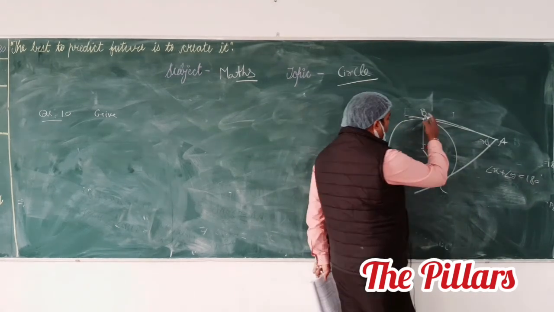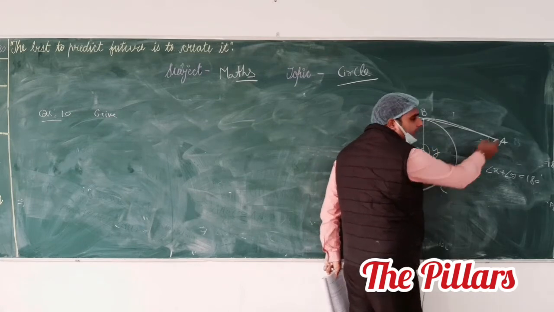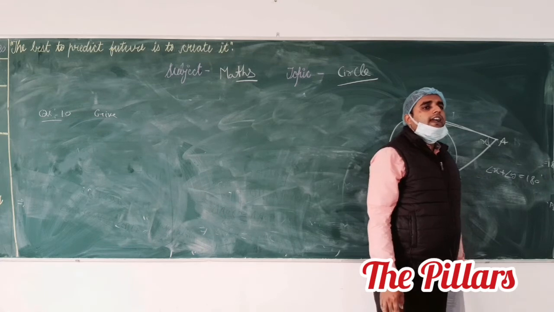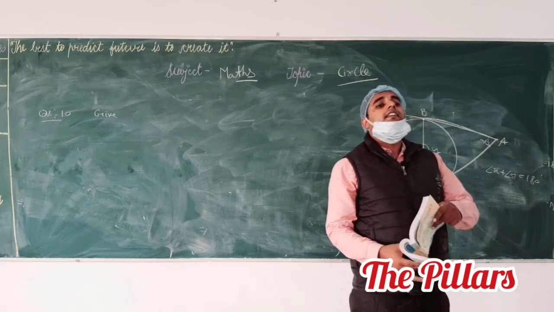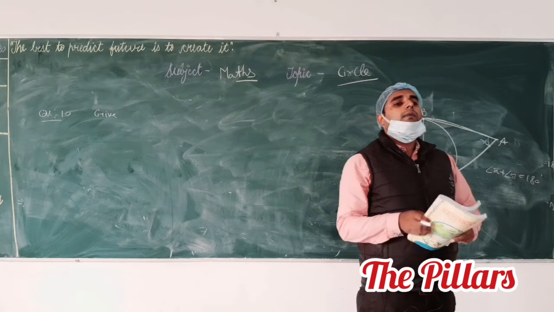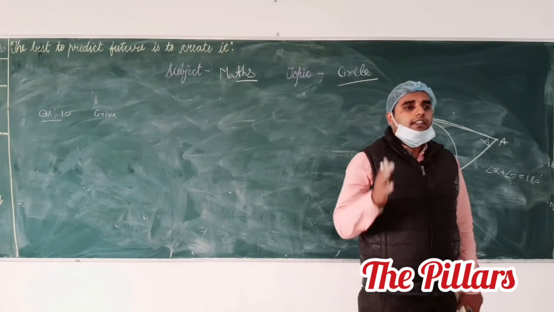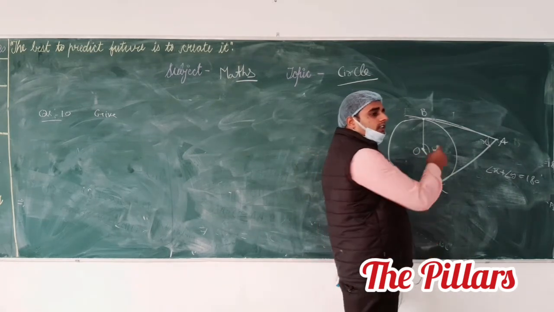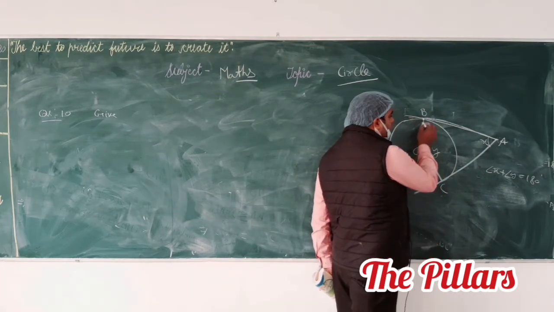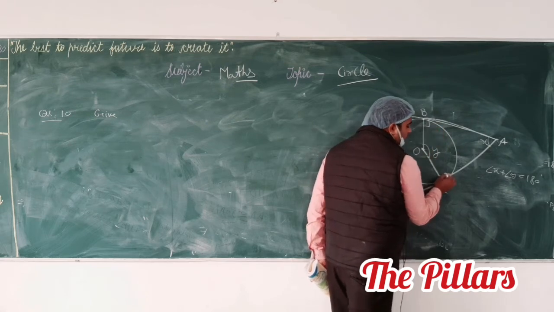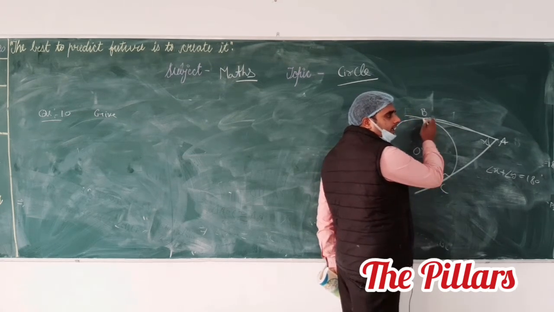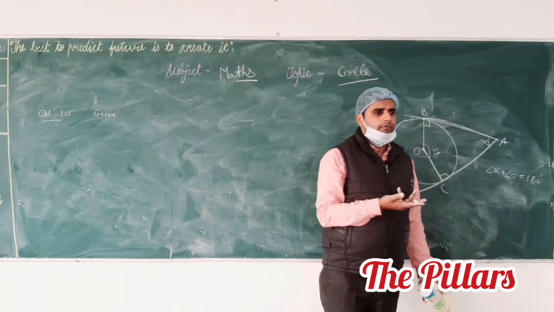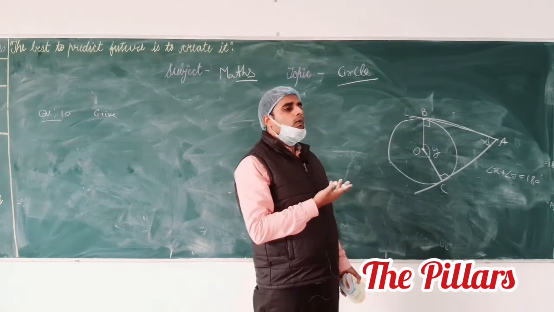You see that OBAC is a quadrilateral or not? Yes, sir, OBAC is a quadrilateral, and the sum of all angles of a quadrilateral is 360 degrees. And you know that whenever we join the point of contact to the center, it is always perpendicular. These two angles are 90 degrees. Then what remains is 180. This is what we have to prove. This is the proof of the theorem.